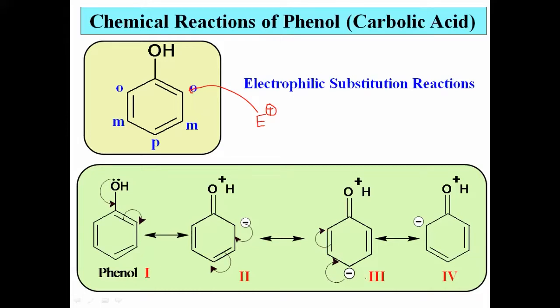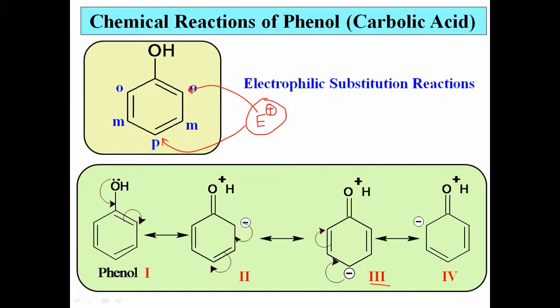Then what about the third structure? It has a negative charge at the para position, while the fourth structure again has a negative charge on the ortho position. This means the 2 ortho positions and 1 para position have a negative charge, so there is more electron density at the ortho and para positions. The resonating structures of phenol show that there is more electron density at the ortho and para positions, and therefore the positively charged electrophile can attack at the ortho position or at the para position, because these positions are electron rich. Thus phenol undergoes electrophilic substitution at the ortho or para position.